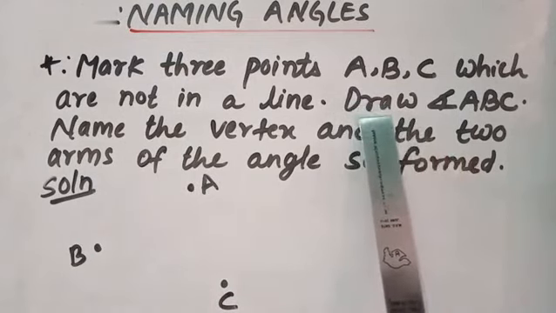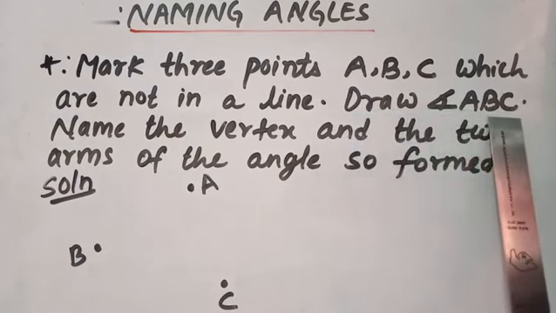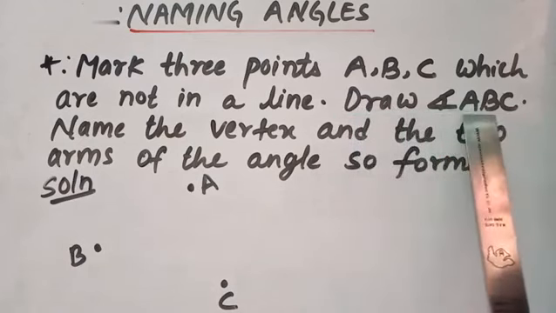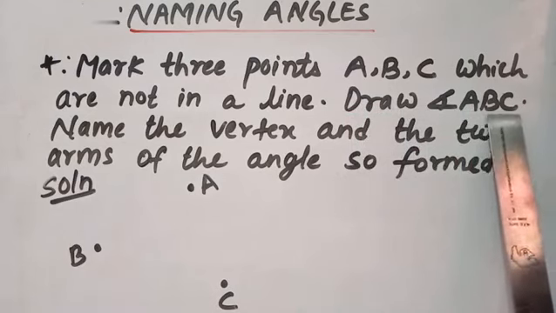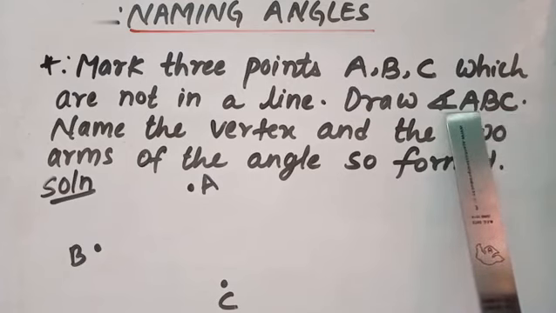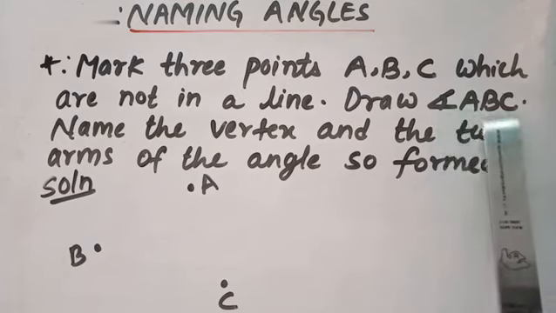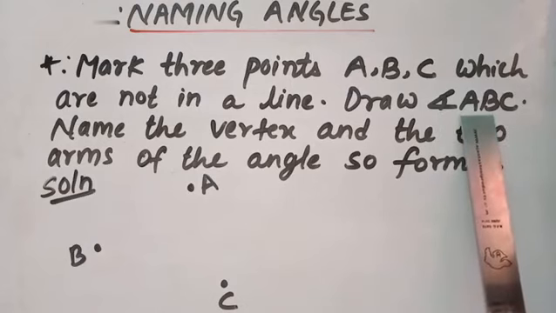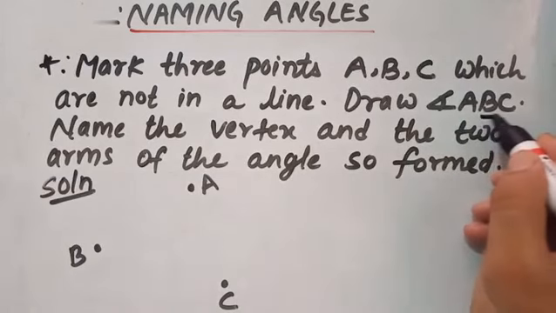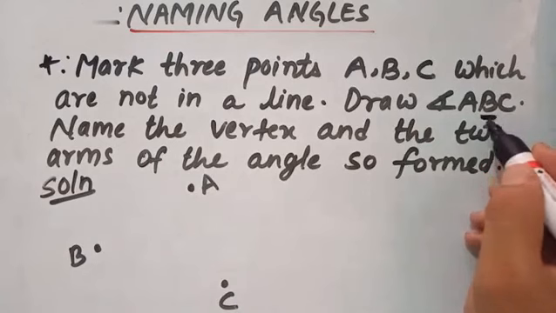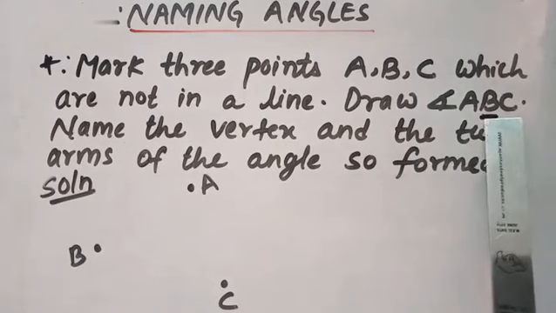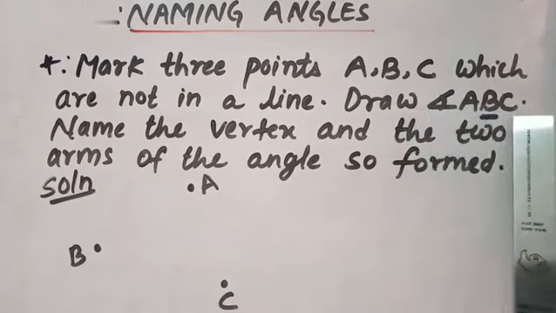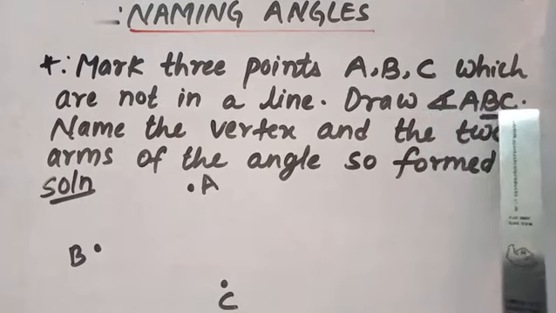Now our next step is to draw angle ABC. So students, while drawing angle, you have to be very careful with vertex. If you see the letter in the middle, there is B. B is the letter which is in the middle. The letter in the middle indicates vertex. So students, here B is your vertex. While drawing angle ABC, B should be your vertex.